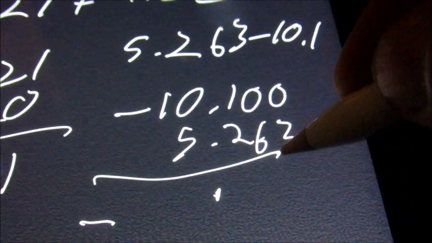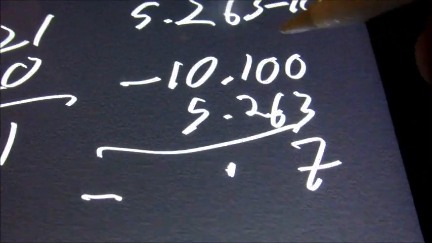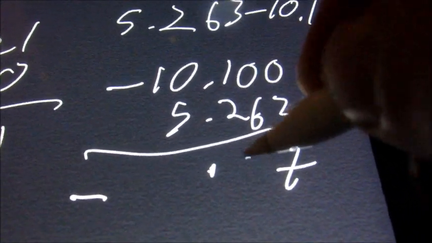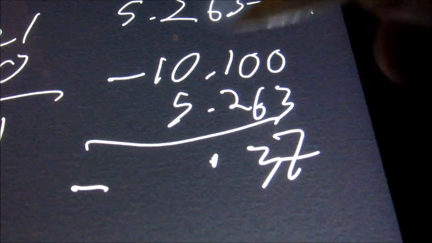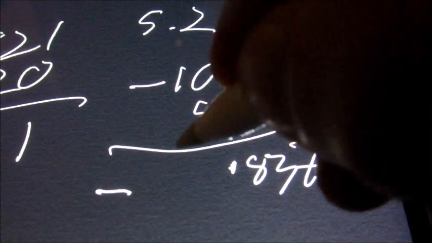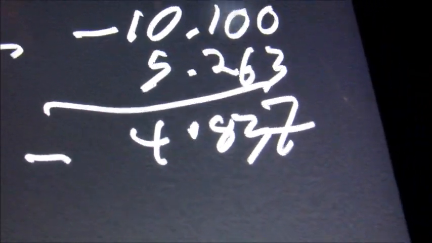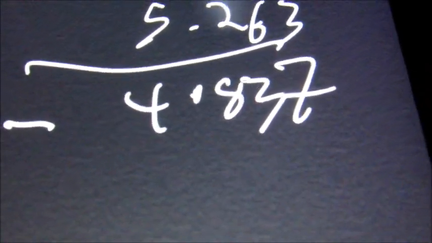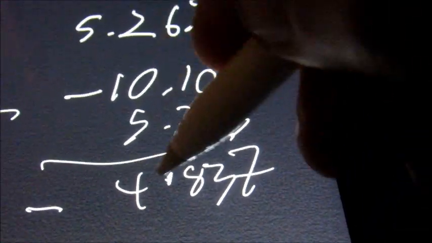So it's going to be 10 minus 3, which is 7. This becomes 9 minus 6, which is 3. This becomes 10 minus 2, which is 8. And this becomes 9 minus 5, which is 4. So the answer is negative 4.837.